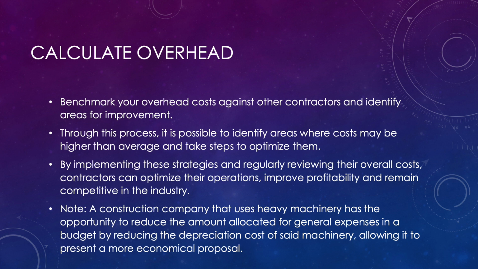Benchmark your overhead costs against other contractors and identify areas for improvement. Through this process, it is possible to identify areas where costs may be higher than average and take steps to optimize them. By implementing these strategies and regularly reviewing their overall costs, contractors can optimize their operations, improve profitability, and remain competitive in the industry. Note: a construction company that uses heavy machinery has the opportunity to reduce the amount allocated for general expenses in a budget by reducing the depreciation cost of said machinery, allowing it to present a more economical proposal.